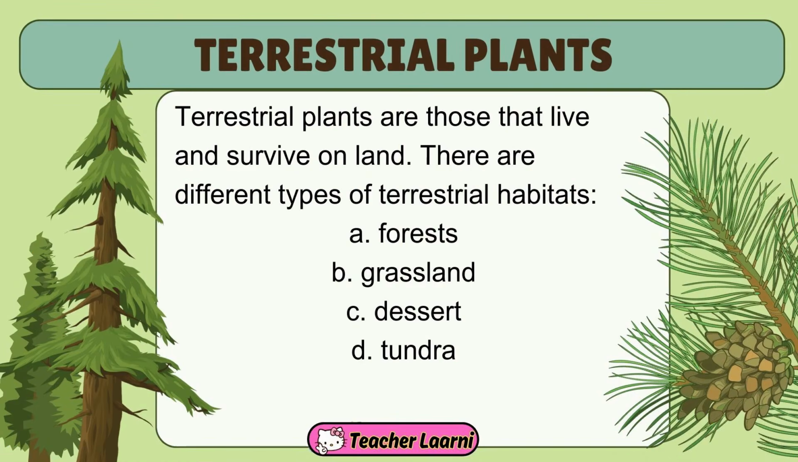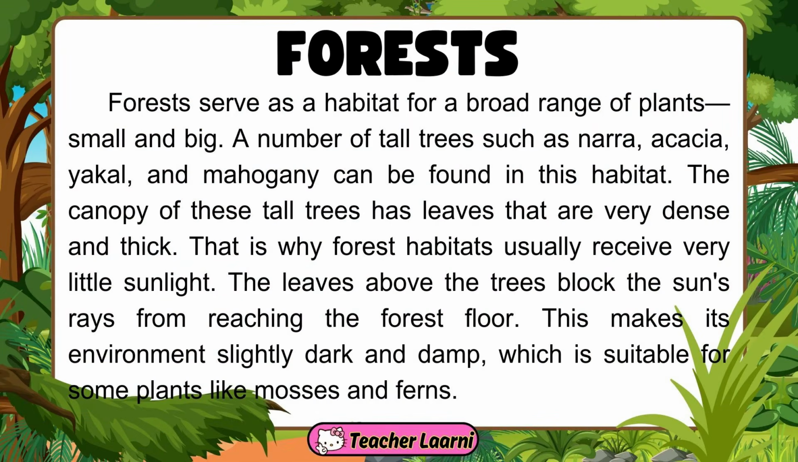Terrestrial plants are those that live and survive on land. There are different types of terrestrial habitats: forests, grassland, desert, and tundra. Forests serve as a habitat for a broad range of plants, small and big.